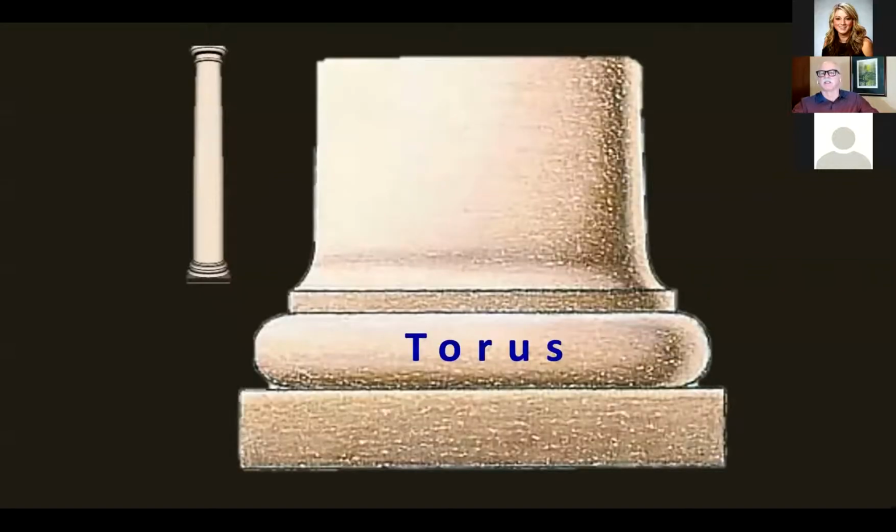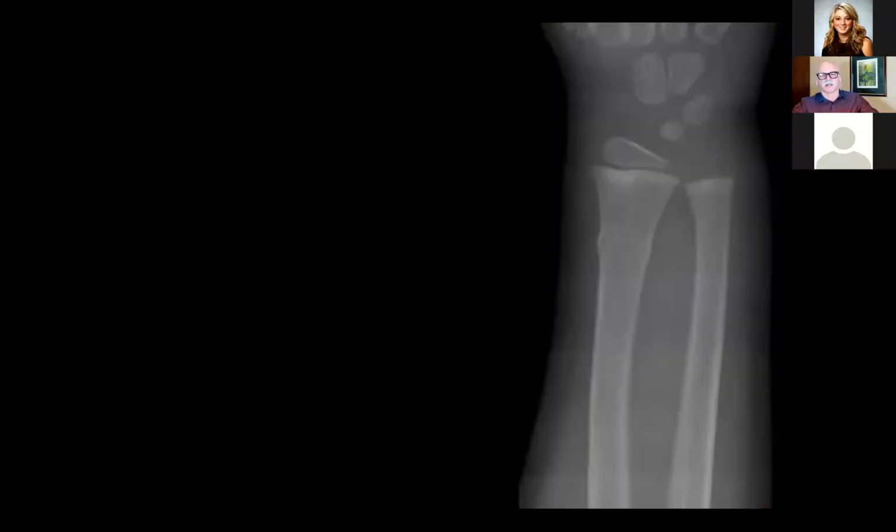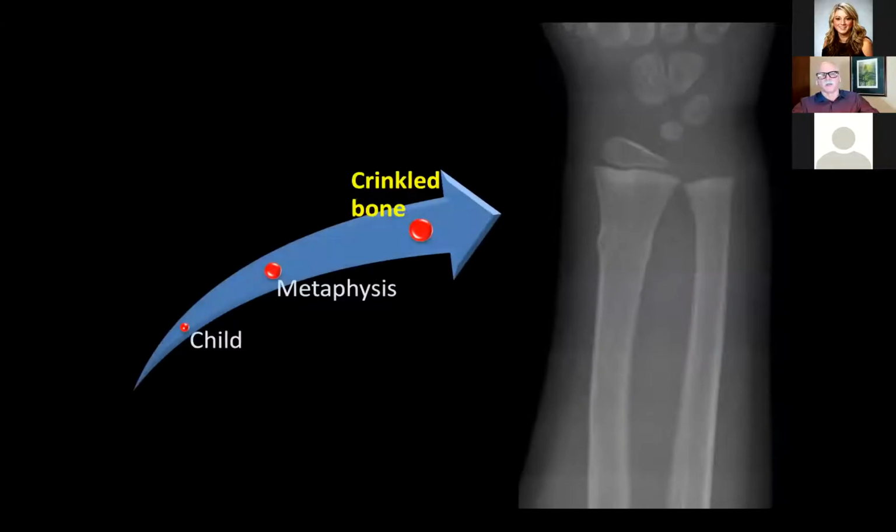By the way, just for fun, here's a column, and this is the torus part of it. And notice how that looks vaguely like the fracture that we're describing. So that's where it comes from, not from the Taurus car or the zodiac sign. So here's our Torus fracture, that when you have a child and a metaphysis injury and a crinkled bone, then that's likely to be the Torus fracture.